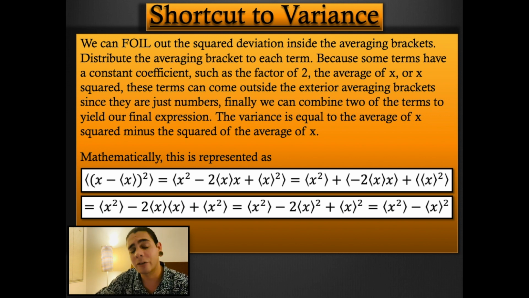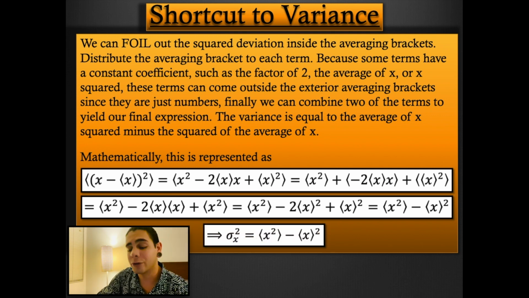And if we combine like terms, then this is equal to the average of x squared minus the mean squared. And this is our final result. The variance, which we define as sigma sub x squared, is equal to the average of x squared minus the mean squared. So all we need to do is just calculate the average value of x and the average value of x squared in order to find the variance.